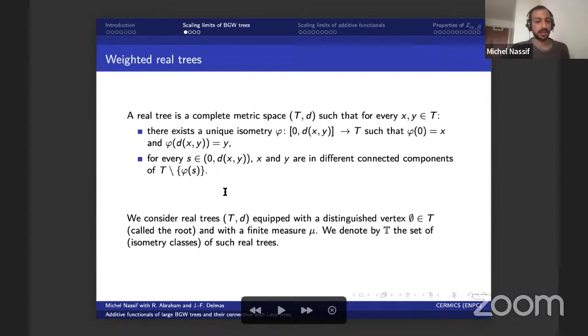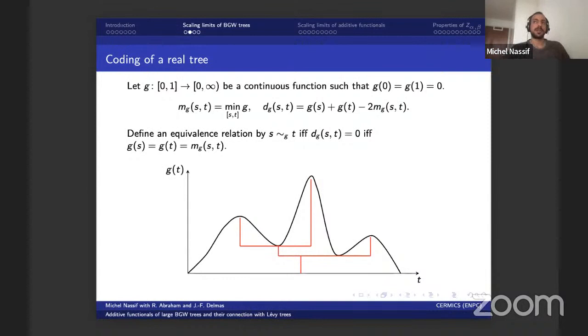Okay, and the real trees we consider, just like the discrete trees, will be equipped with a distinguished vertex called the root and a finite measure. And then we'll denote by blackboard T the set of measured real trees. A practical way of constructing a real tree, which Jean-François quickly mentioned at the end of his talk, is by coding them by excursion type functions. So we consider an excursion type function g, which means that g starts from zero, ends at zero, and it's positive in between. And then the picture is as follows. You take the graph of g, you put glue on the bottom, you fold it, you unfold it, and you see what you get.